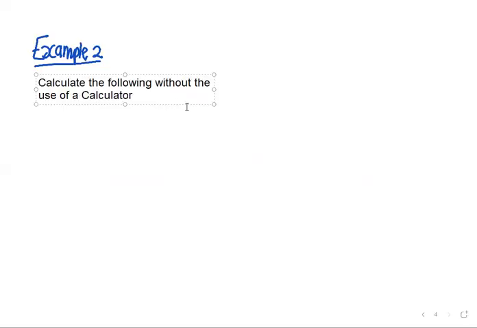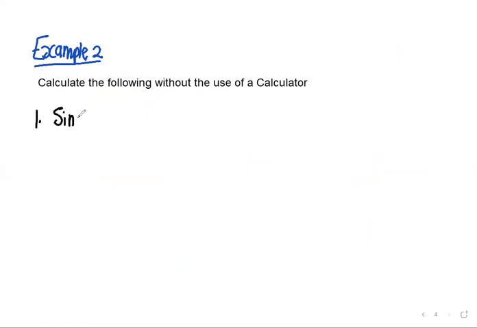Calculate the following without the use of a calculator. For us to calculate the following without the use of a calculator, you're always going to use special angles. Now on number 1, what are they asking us to calculate? They want us to calculate sine 30 degrees plus cos 60 degrees.